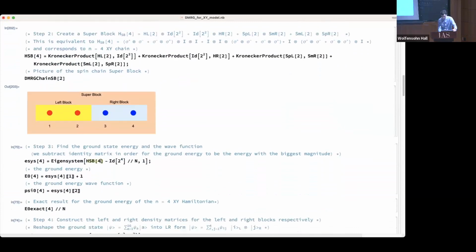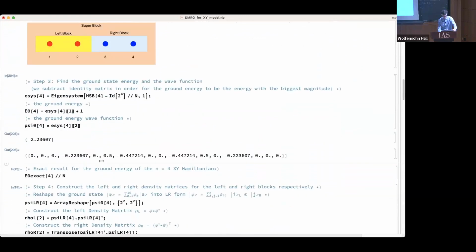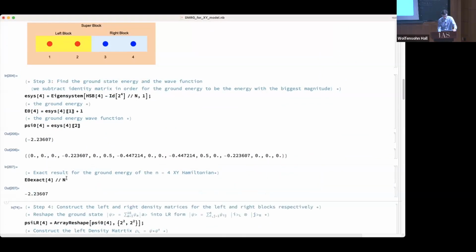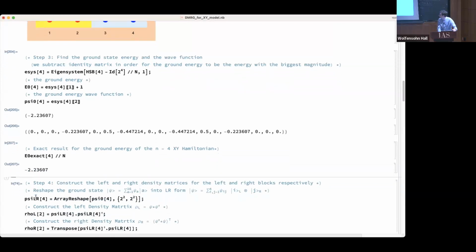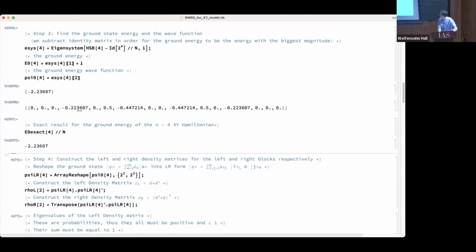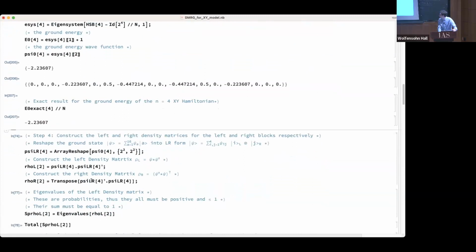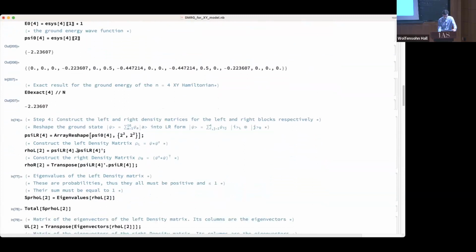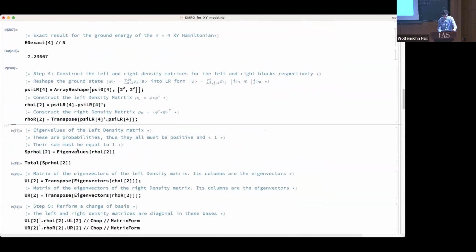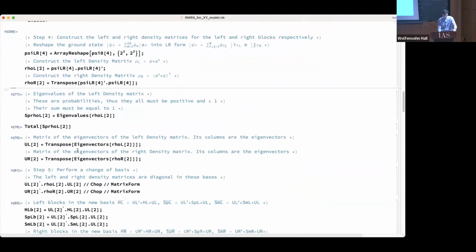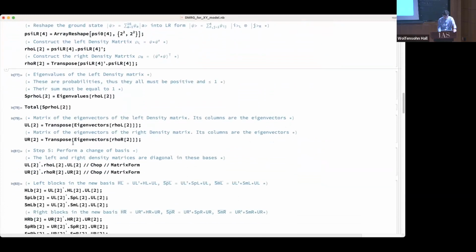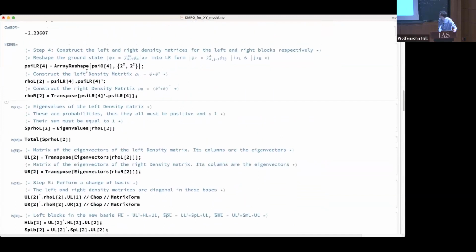And then we diagonalize it. We find its eigenenergy and state, and then we can compare it. So far, it's exact. There's no truncation here, and the energies agree. Then, though it's still exact, we can still do this procedure of defining the left and right density matrices. So we can build a left and right density matrix.